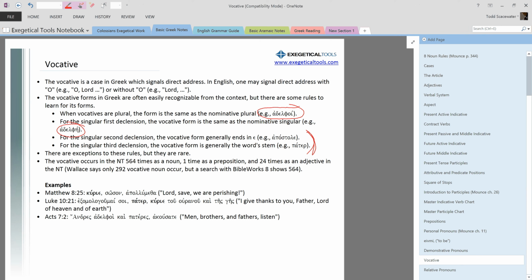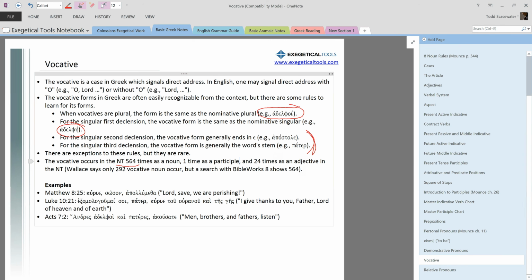If you're more interested in the vocative and learning more about it, see a textbook like Wallace and look up the chapter on vocatives. Now, when I did a search on vocatives using BibleWorks 8, I found that there were 564 nouns in the vocative, and for some reason here I have preposition. It should be participle. It showed up one time as a participle in the vocative, 24 times as an adjective, and 564 times as a noun. So that's only around 590 times as a vocative.